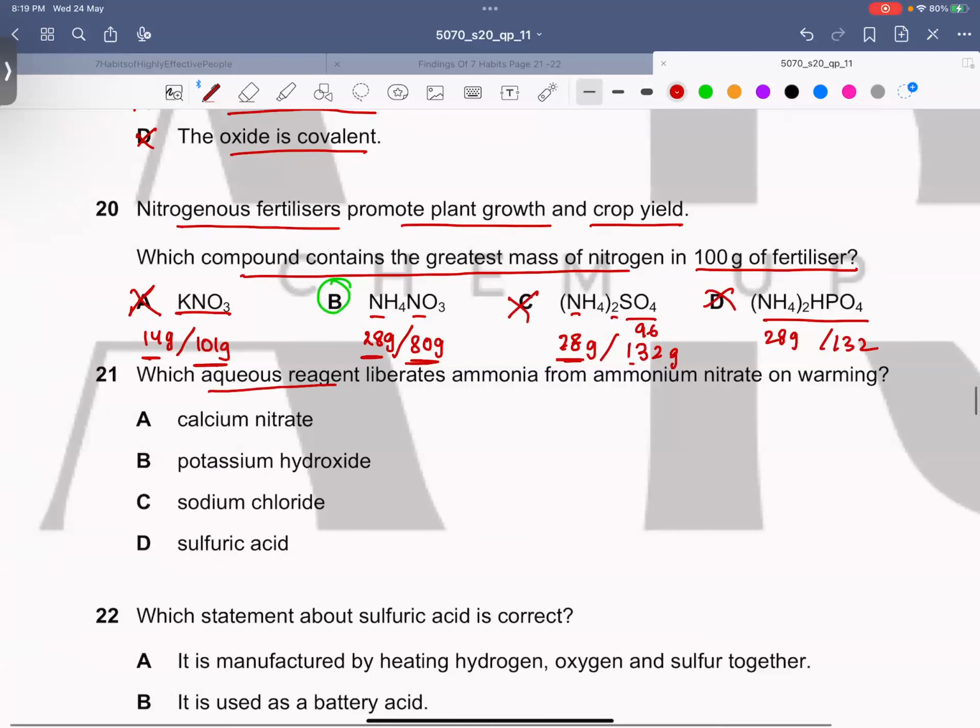Which aqueous reagent liberates ammonia from ammonium nitrate on warming? So, if there is an ammonium ion, on adding alkali and heating, the mixture of alkali with the ammonium compound always liberates ammonia gas. And for a nitrate, you need an alkali and aluminum foil. So here you are provided with the alkali in option B, which makes A, C, and D go wrong, and your correct answer would be B. Yes, is this clear?